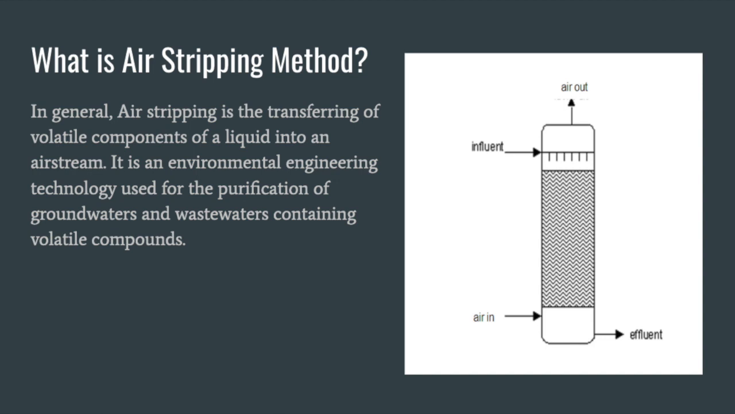In general, air stripping is the transferring of volatile components of a liquid into an airstream. It is an environmental engineering technology used for the purification of groundwaters and wastewaters containing volatile compounds.